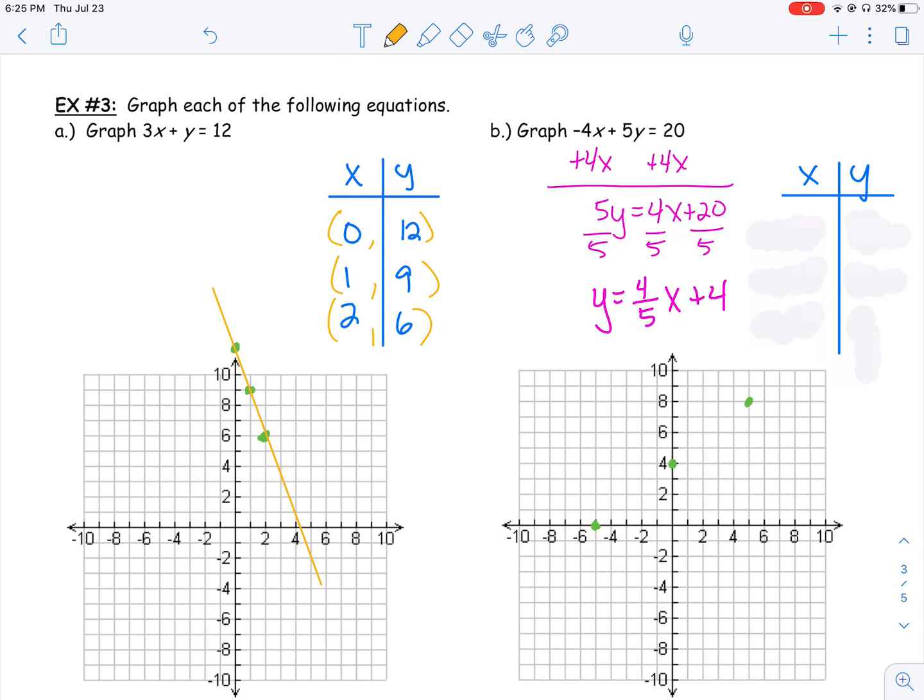Now that's one way of doing it. Or if you notice that this equation was written in what we call standard form, ax plus by equals c.